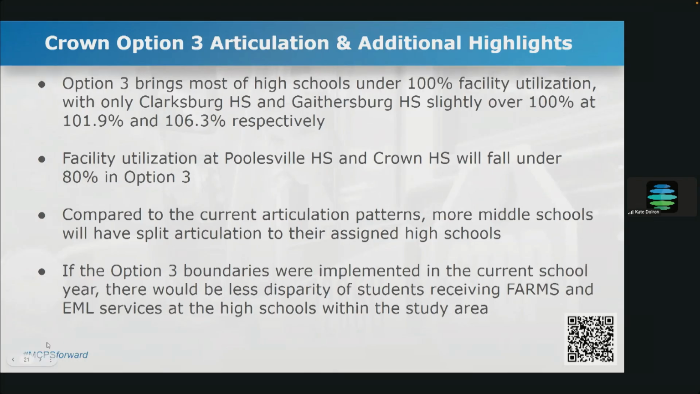Option 3 brings most of the high schools under 100% facility utilization, with only Clarksburg High School and Gaithersburg High School slightly over 100% at 101.9% and 106.3% respectively. Facility utilization at Poolesville High School and Crown High School would fall under 80% in option 3. Compared to the current articulation patterns, more middle schools would have split articulation to their assigned high schools. If the option 3 boundaries were implemented in the current school year, there would be less disparity of students receiving FARMS and EML services at the high schools within the study area.